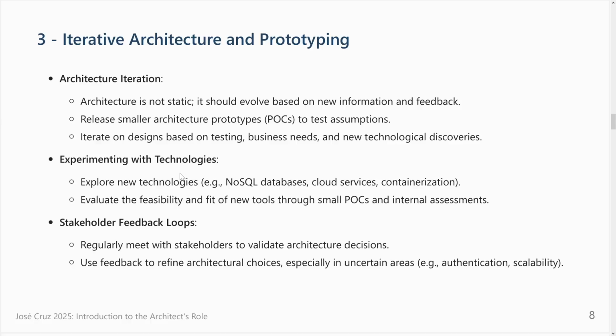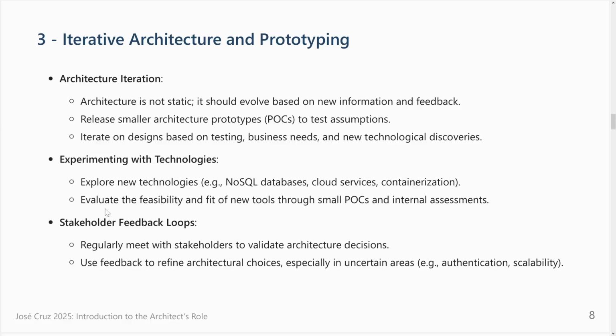Then experimenting with technologies, of course, this belongs to when we are developing this architecture iteration. So explore new technologies, NoSQL databases, cloud services, containerization. Should we use Kubernetes or not? Maybe it's too complicated at this time. Maybe in the first version, we don't go with Kubernetes, just simple Docker, or maybe you use EC2, if I'm not mistaken, containers in AWS, or Container Apps in Azure and things like that. Evaluate the feasibility and fit of new tools through small proofs of concept and internal assessments. Okay, it's following what we have been saying here.